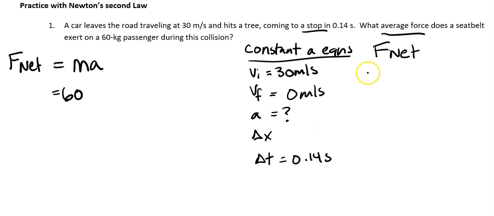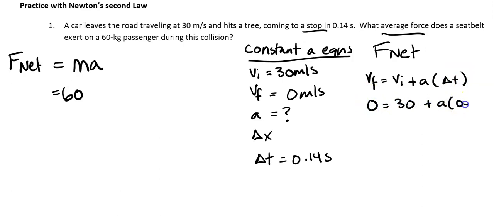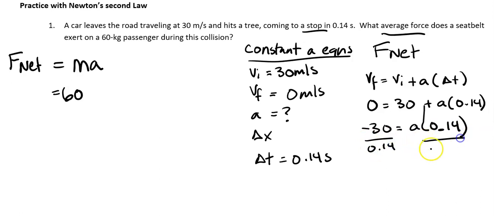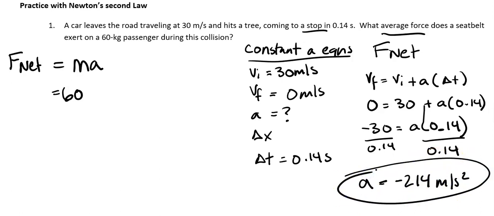Cool. So I'm going to go ahead and use the constant acceleration equation. VF equals VI plus A times delta T. Let's see, we get 0 equals 30 plus A times 0.14. Do some good old math. Oh my goodness, I love math. Then I divide by 0.14, and I get for my acceleration negative 214 meters per second squared.